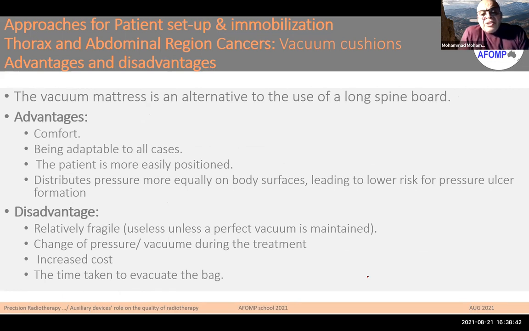The vacuum mattress is an alternative to the long spine board. Advantages: comfort, and being adaptable to all cases. The patient is more easily positioned, pressure can be distributed over the whole body surface, and stress is lower. Disadvantages: it is fragile and not really easy to use every time, because changes of pressure and vacuum have to be tested during the treatment. Sometimes a puncture happens and the vacuum can vanish. It also increases treatment cost, requires more time, and the whole procedure is more complicated compared to previous techniques.